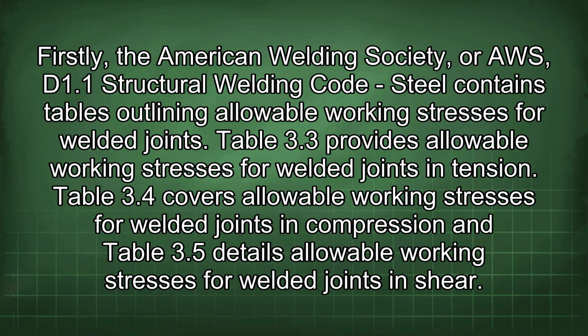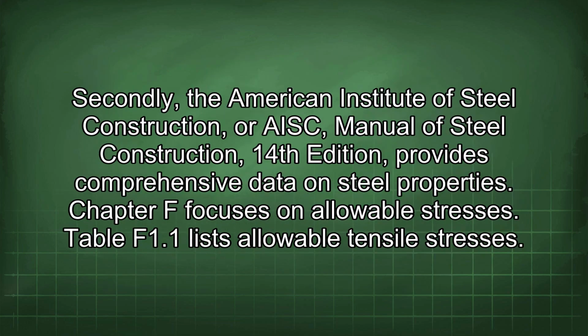for welded joints. Table 3.3 provides allowable working stresses for welded joints in tension. Table 3.4 covers allowable working stresses for welded joints in compression, and Table 3.5 details allowable working stresses for welded joints in shear. Secondly, the American Institute of Steel Construction, or AISC, Manual of Steel Construction, 14th edition, provides comprehensive data on steel properties. Chapter F focuses on allowable stresses.